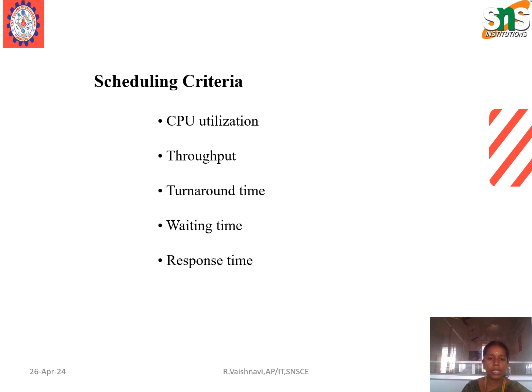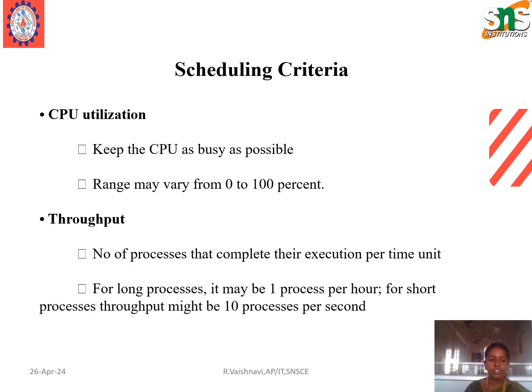Next one, scheduling criteria. We have five scheduling criteria, that is CPU utilization, throughput, turnaround time, waiting time and the response time. Here we have CPU utilization. First one is CPU utilization, which keeps the CPU as busy as possible. The range may vary from 0 to 100%.